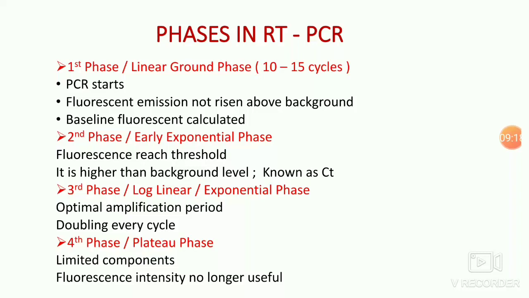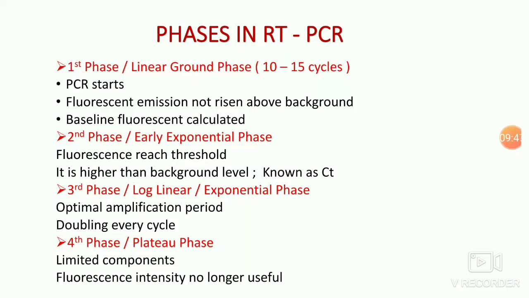Phases in RT-PCR. The different steps involved in RT-PCR are categorized into 4 phases. The first phase is the linear ground phase, the first cycles. In this phase, the polymerase chain reaction starts. Fluorescent emission of each cycle has not yet risen above the background. Baseline fluorescence is calculated here.